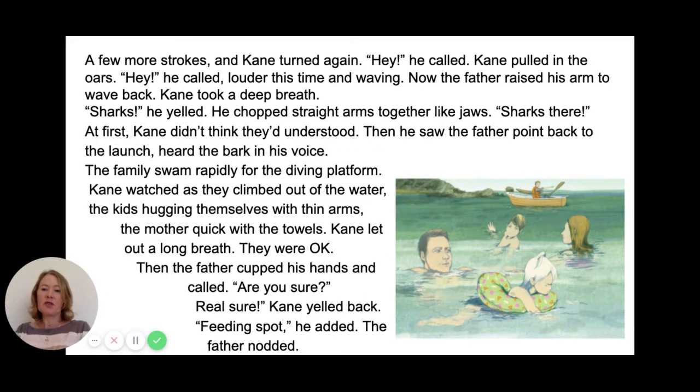Let's carry on the story. Remember, Cain has been walking home from school. He's been dawdling. He's seen some people swimming in the fish feeding area out along the bay, and he decided he'll do something about it.